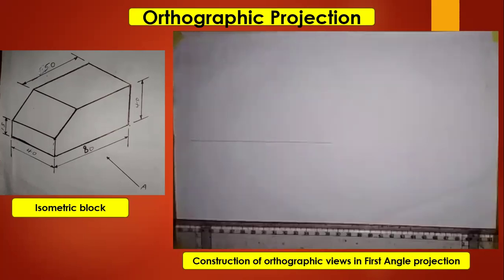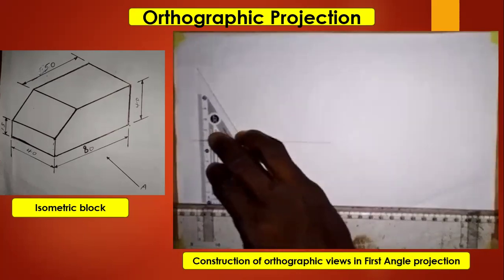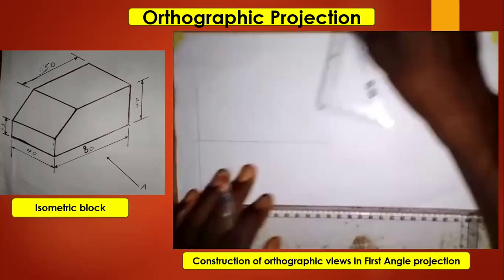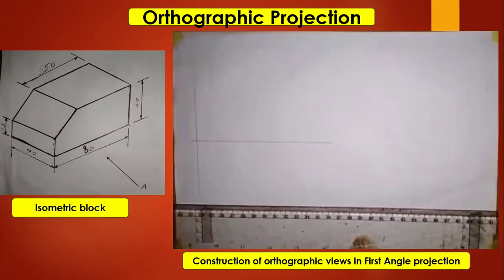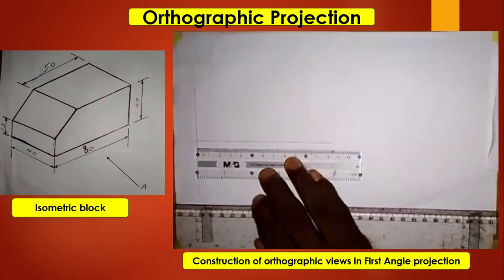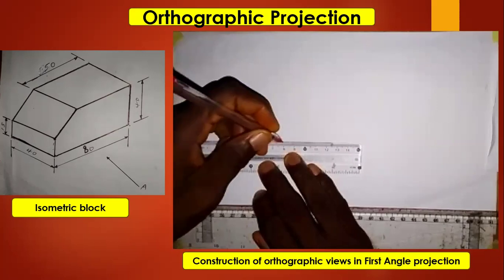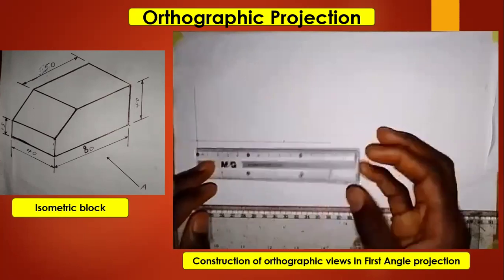Then we are going to take our set square, and then we have to draw a vertical line like this. Then, since we are drawing this object in first angle projection, we need to take a measurement of 80 millimeters from this point. So we take 80 millimeters. Don't forget that we have to produce front elevation up here. Okay, so we take a measurement of 80 millimeters. This is 80 millimeters or 8 centimeters.